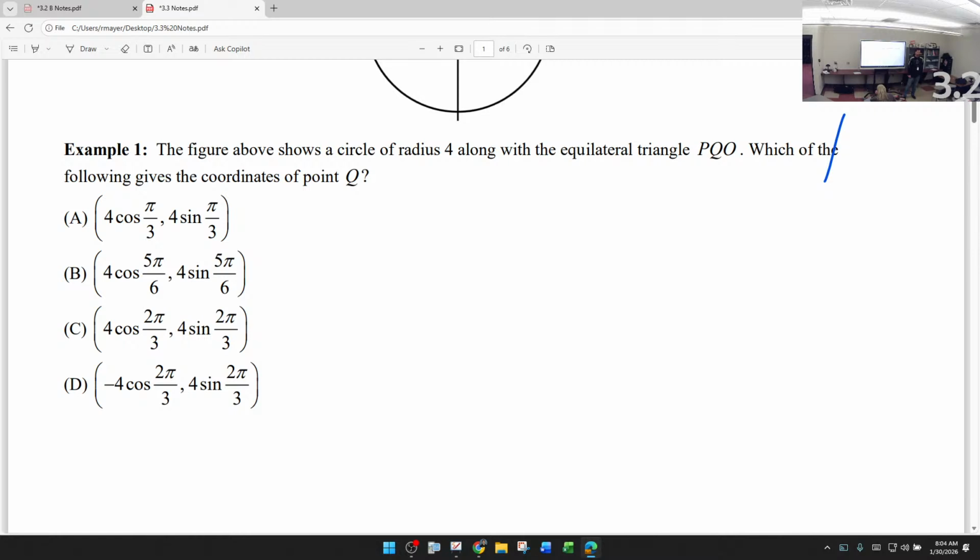It's C, because the 2 pi over 3 is going to get you to quadrant 2. You with me on that? The 2 pi over 3 is going to get you to quadrant 2, and if I get to quadrant 2, they're asking for that point. I don't think they want D. I don't know now. Dang it.